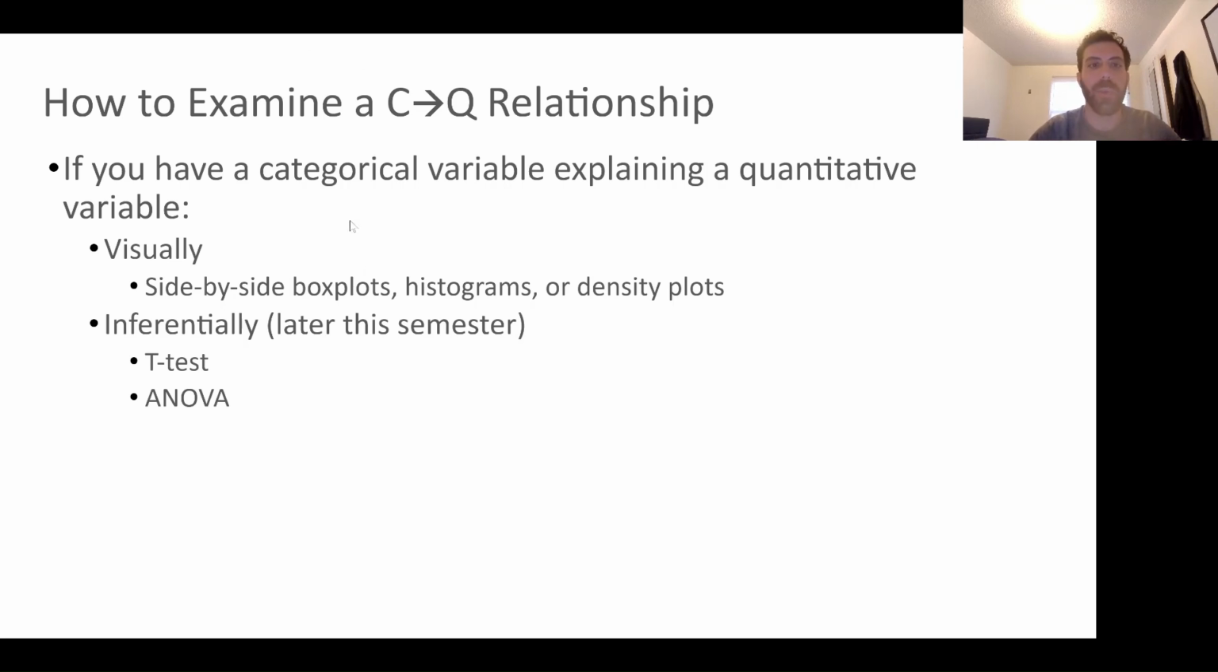And then visually, we talked about you could have side-by-side box plots, histograms, or density plots. We also talked about violin plots briefly, which is another option, but I think if you're going to do a violin plot, you might as well just do a density plot. Although they can be helpful if you have a lot of categories and you want to see them side by side.